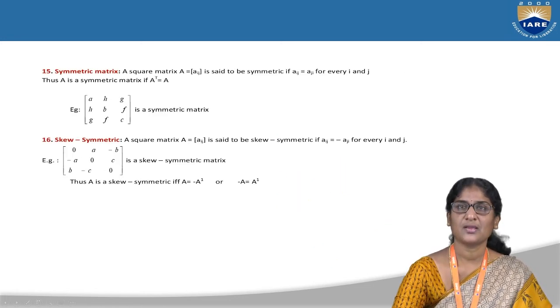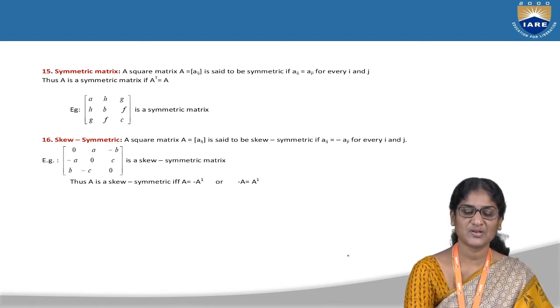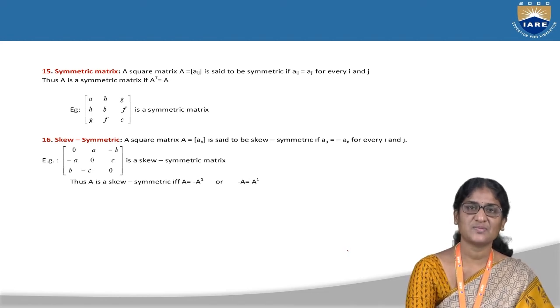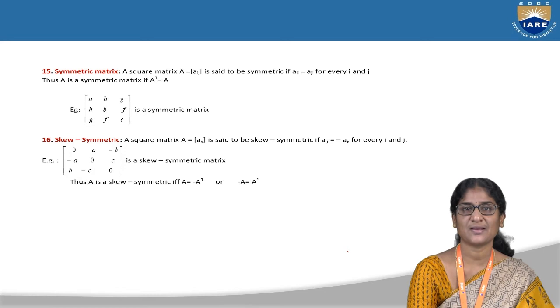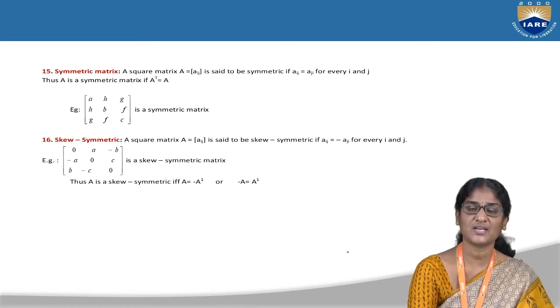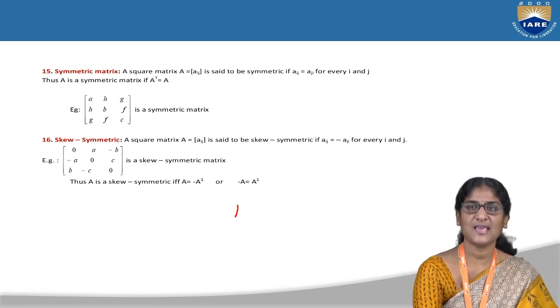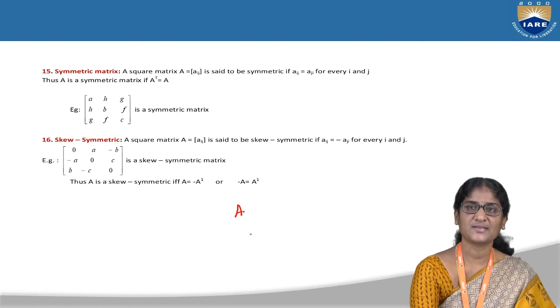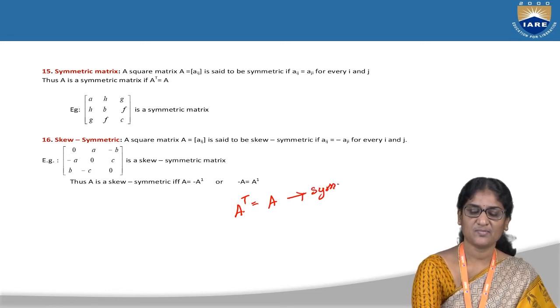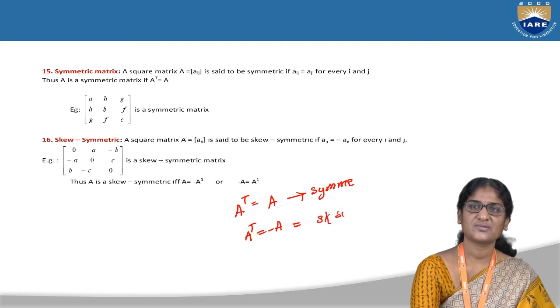Now the next important properties of real matrices are symmetric and skew-symmetric matrices. When is a matrix said to be symmetric and when is it said to be skew-symmetric? These are special properties given on square matrices, not on rectangular matrices. Suppose A is any square matrix. If A transpose is equal to A, then you call it a symmetric matrix. And if A transpose is equal to minus A, then you call it a skew-symmetric matrix.